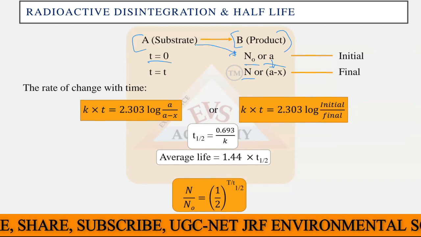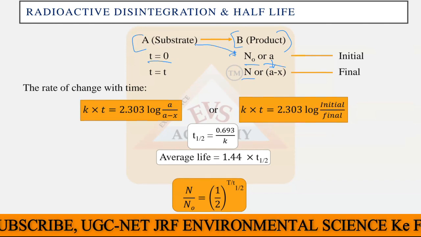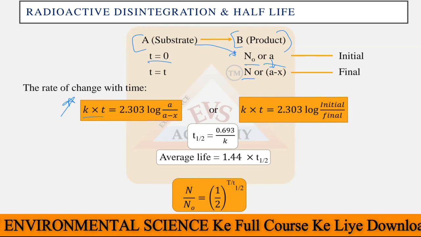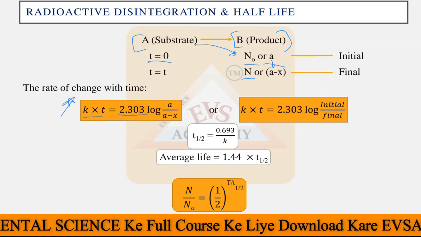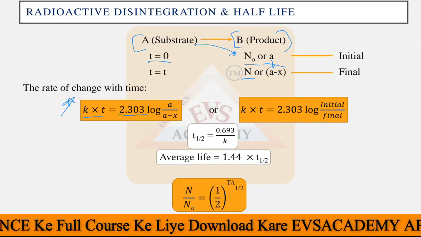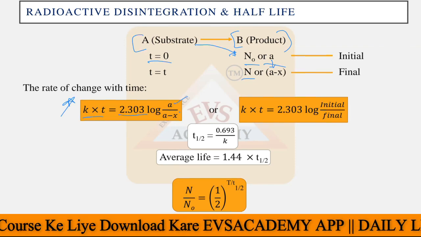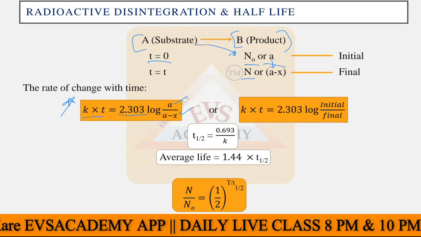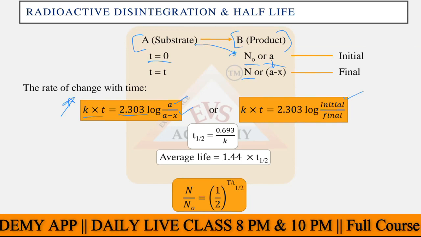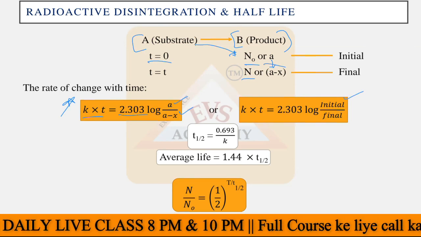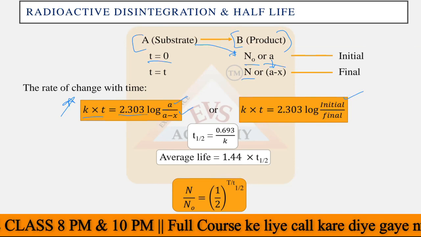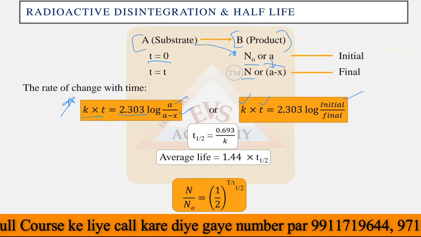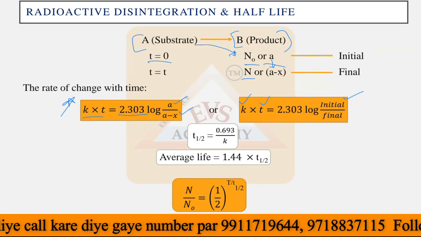So this you have to remember, and you have to remember a few formulas. For example, this particular formula: K multiplied by T is equal to 2.303 log A divided by A minus X. So A is the initial value here, A minus X is the final value here. So either you use this or you can use the N form as well. K multiplied by T is equal to 2.303 log initial divided by final. K is the reaction constant here, and T is the time required for the reaction.